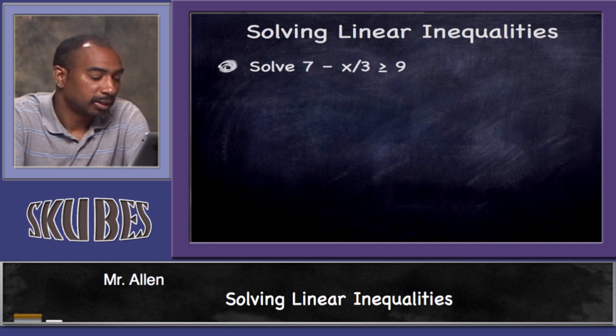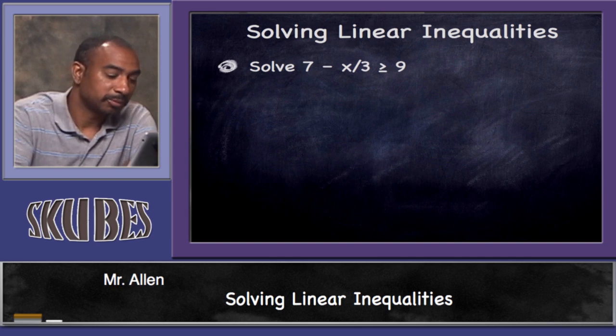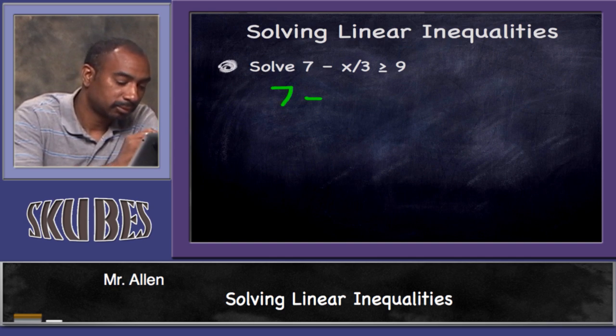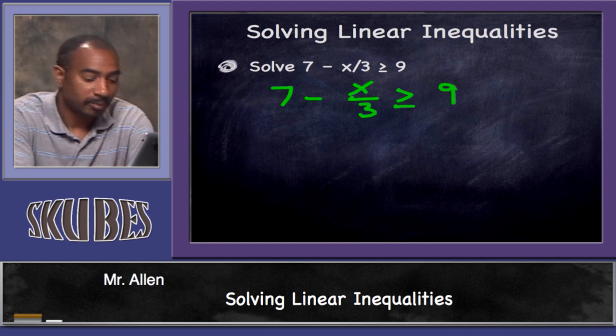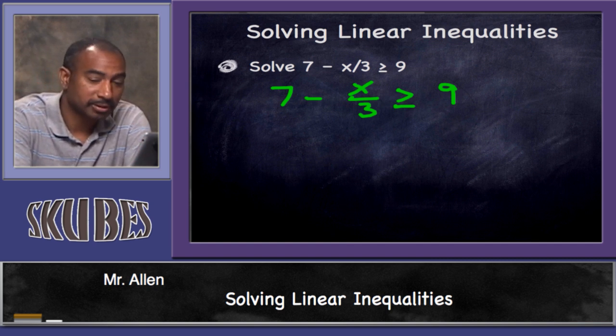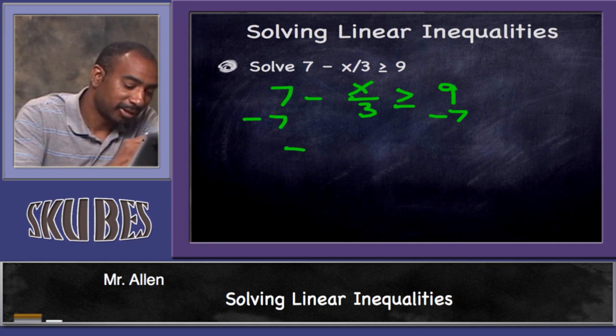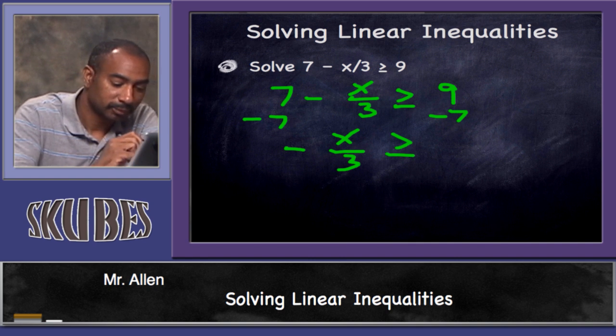All right, solve 7 minus the quotient of x and 3 is less than or equal to 9. So get the variable term by itself. So let's get rid of the 7. Now be careful, this negative is not on the 7. 7 is in front of the minus sign, so that's still a positive 7. So what you're going to do is subtract 7 from both sides. So you get negative x over 3 is greater than or equal to 2.